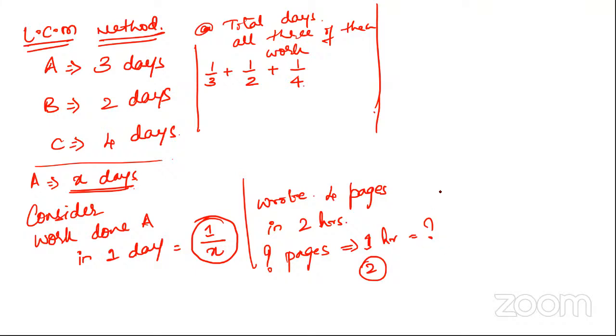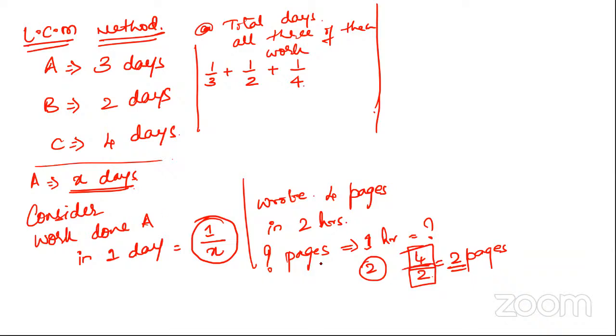4 pages in 2 hours means you did 4 pages divided by 2, so you get 2 pages, right? Now what was this 4 pages? This 4 pages was your work, and 2 is the total time you have taken.